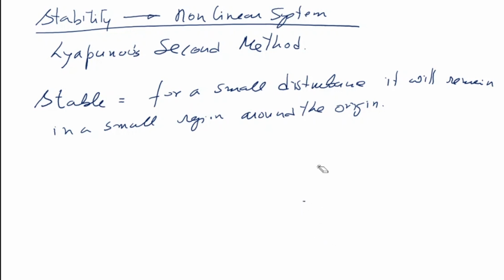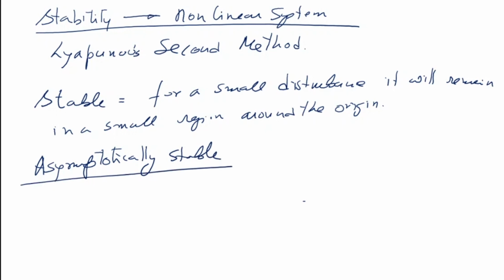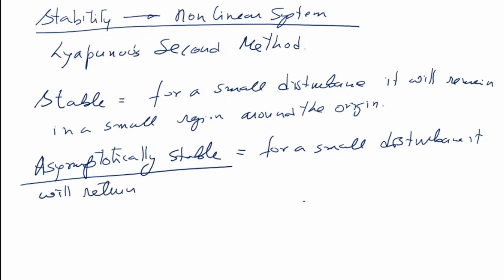Now there is another term which is used, asymptotically stable. So these are two terms. Stable basically means for a small disturbance it will remain in a small region around the origin. Asymptotically stable means for a small disturbance it will ultimately return to the origin.